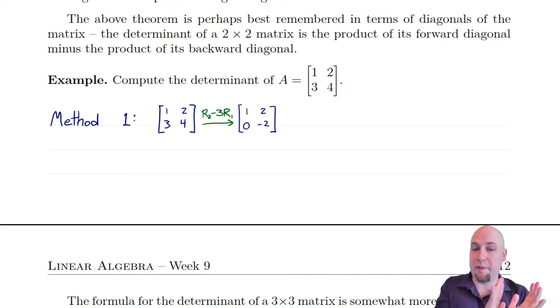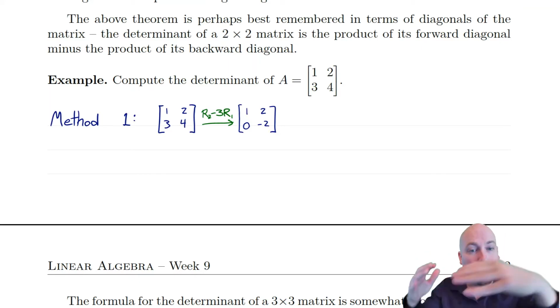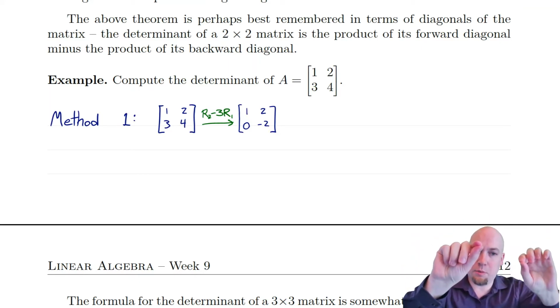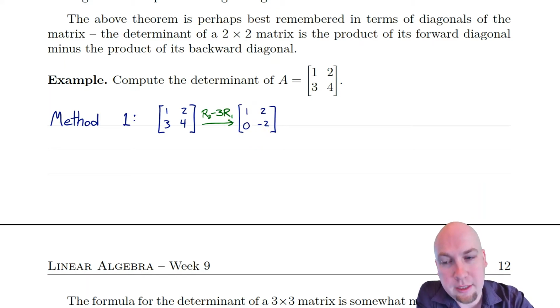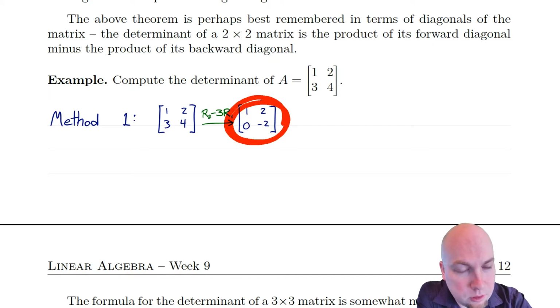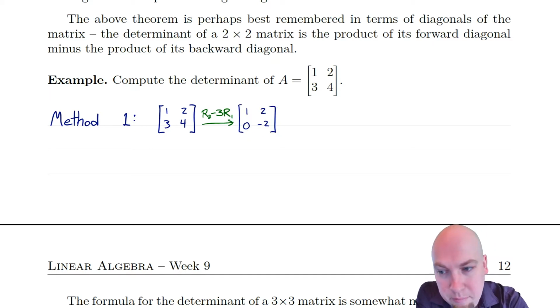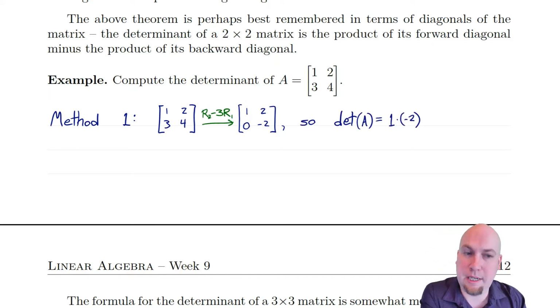So method one, the method that we learned in the previous lecture video, was you row reduce it, keeping track of the row operations along the way, into row echelon form and multiply the diagonal stuff together. So method one was, you do row operations to get into row echelon form. Now look at this diagonal, 1 and -2 are my diagonal entries, multiply them together.